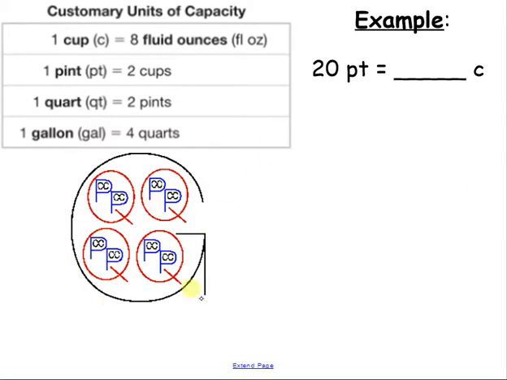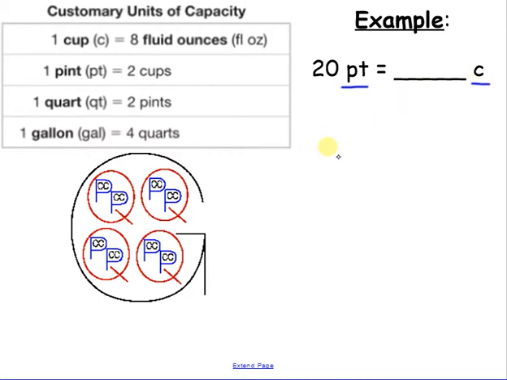So here we have a cute little graphic that shows us how cups convert to pints and quarts and gallons. So you'll see 2 cups equals 1 pint. Okay, 2 pints equals 1 quart, 4 quarts equals 1 gallon, so on and so forth. So in this conversion, we're converting pints to cups.